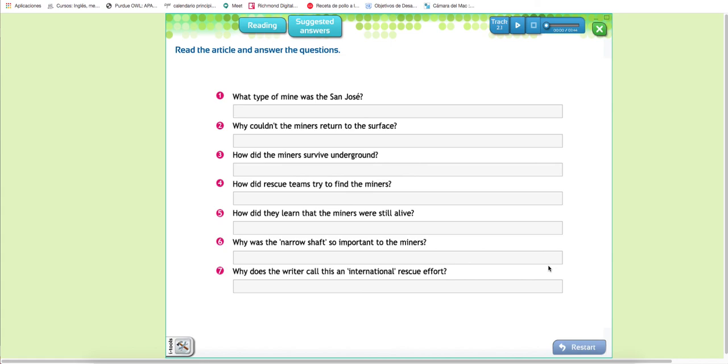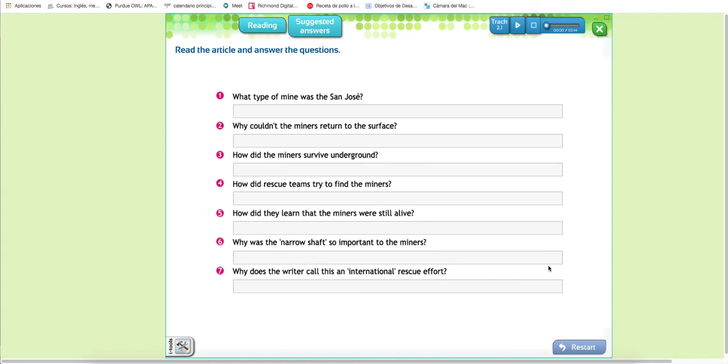Wait, first of all, what is shaft? Do you have it in the text? Wait, yes, but it's like a crack or something like that. What do you think? Or like a mine, I don't know, it's something like that. Narrow shaft. You also have the meaning inside the text. No translator, please. You have the text. Yes, that's what I said, it's like a crack, like something that's broken. Yeah. Why was that so important?